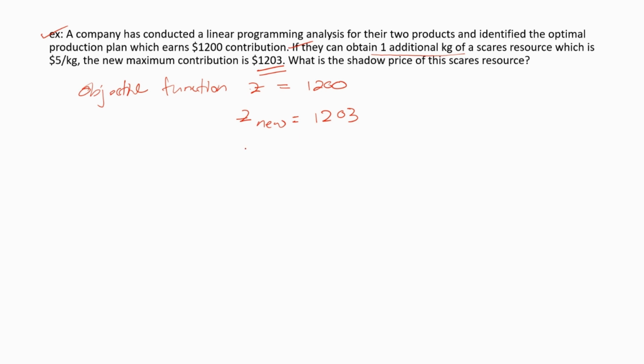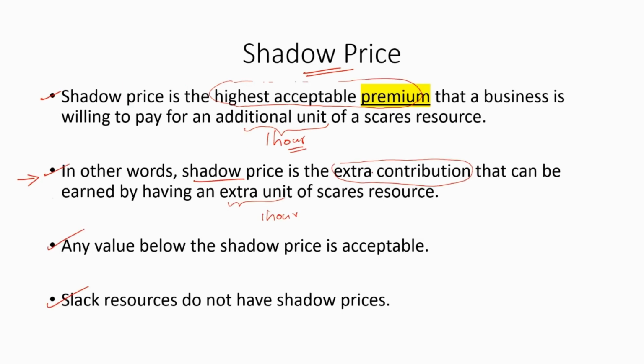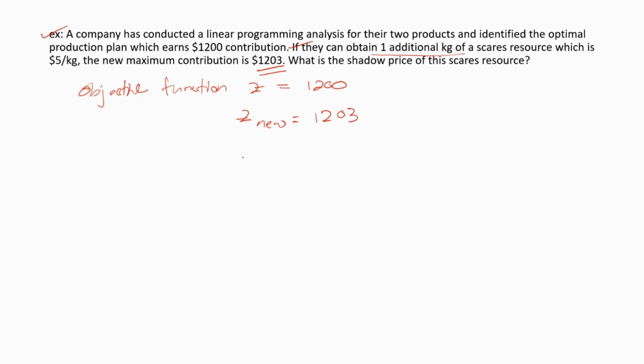Now let's go back to the definition. Shadow price is the extra contribution that can be earned by having an extra unit of scarce resource. So what is the extra contribution that the company can earn? It is the difference between these two contribution values, which is equal to 3. They are going to earn $3 of extra contribution if they can obtain one additional kilogram of a scarce resource. So this is the shadow price.